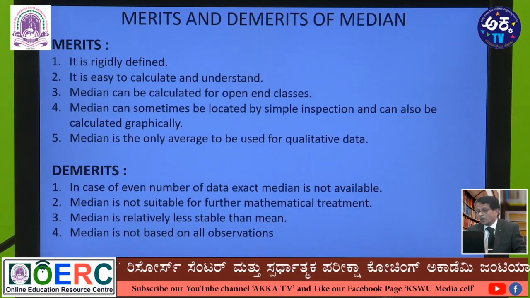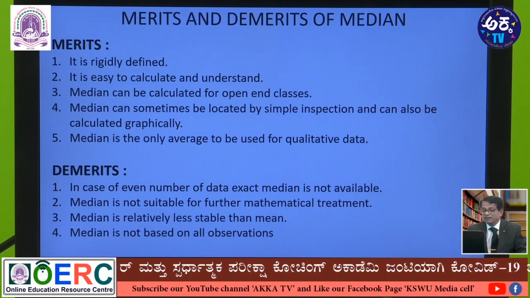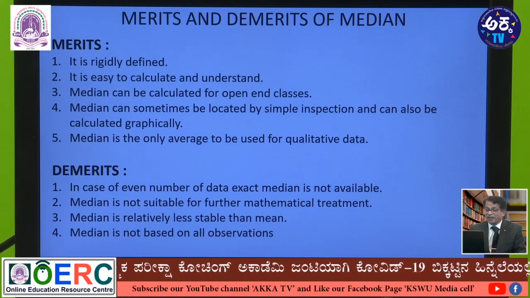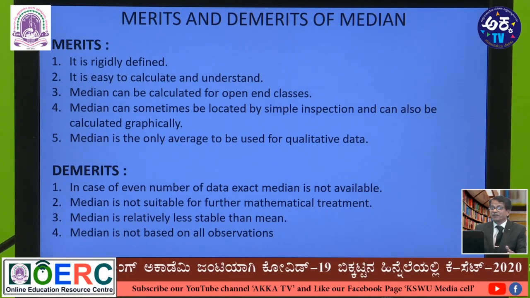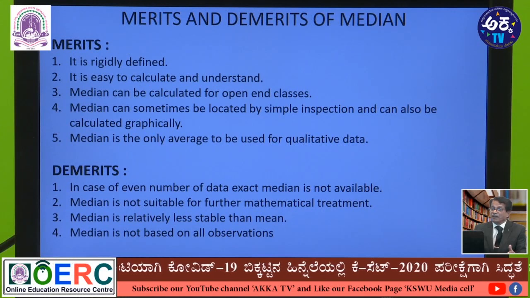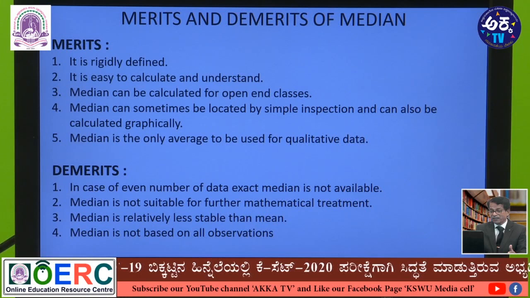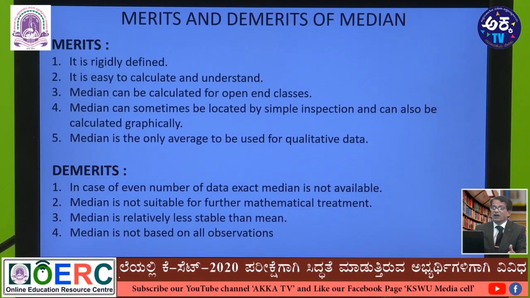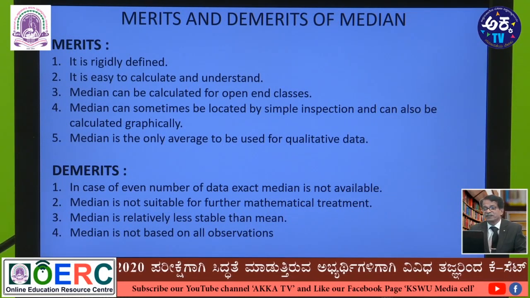Median is not based on all observations. Friends, this is really a drawback of the median. Why? Because when we calculate an average, it is supposed to be based on all the observations available, but the median neglects all the remaining observations and focuses only on the middle value. It does not care whether the first and last values are less or more or fluctuated because of sampling, and that is its demerit.